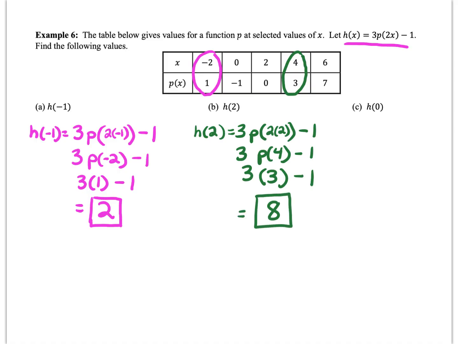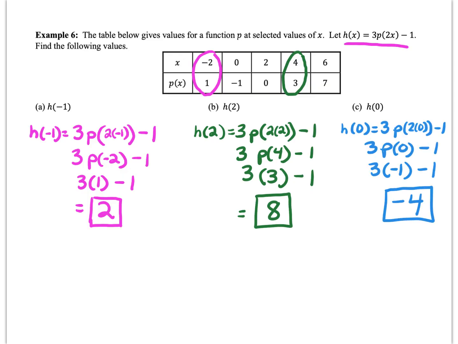Go ahead and try h of 0 on your own. Pause the video, and then when you hit play, I will have the solution for h of 0 posted. Here is your solution for h of 0. You should have gotten a negative 4.